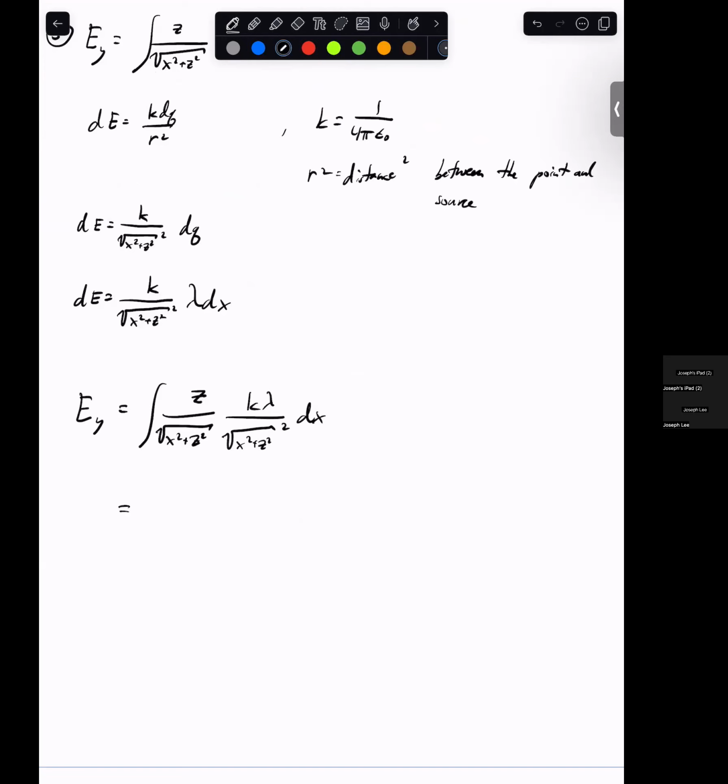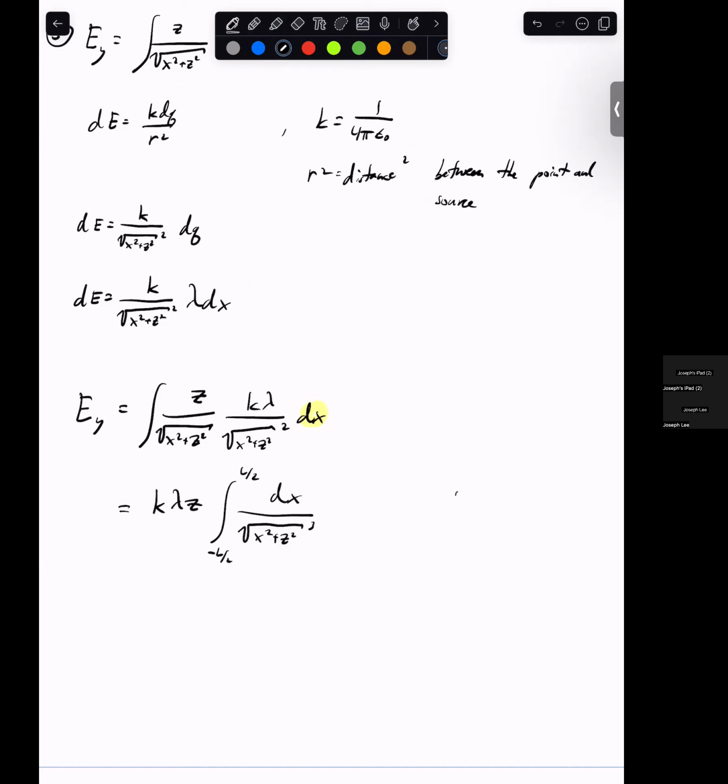So our integration measure here is dx. So anything that's not related to x, we can get rid of, or at least pull outside of the integral, because they're constants. So k, lambda, and z are all constant. We get this integral of dx over x squared plus z squared to the 3/2. And now for us to set the bounds, it should be from minus L over 2 to L over 2.